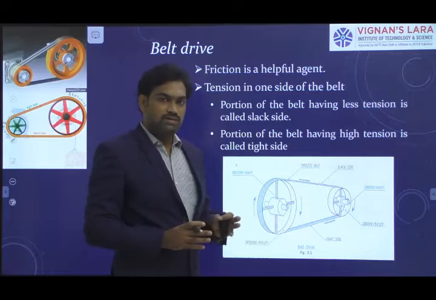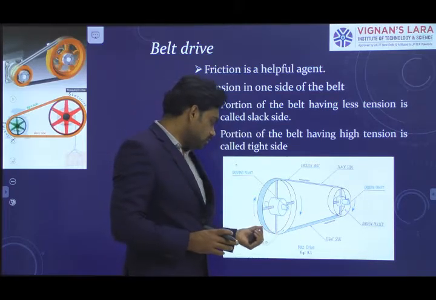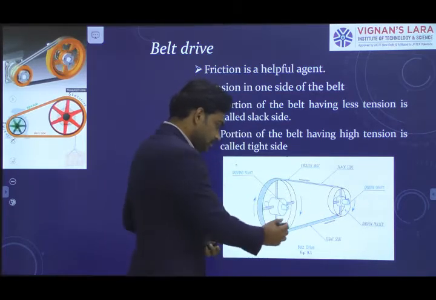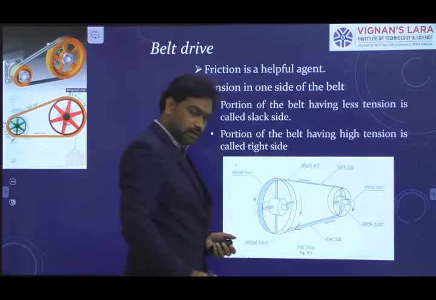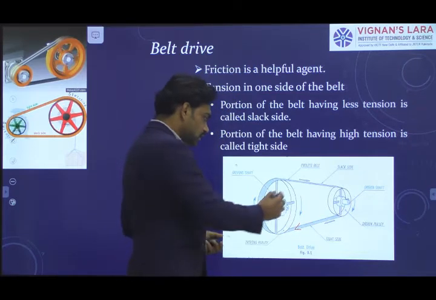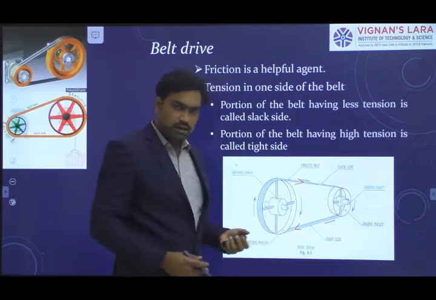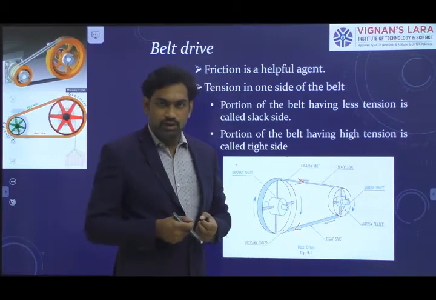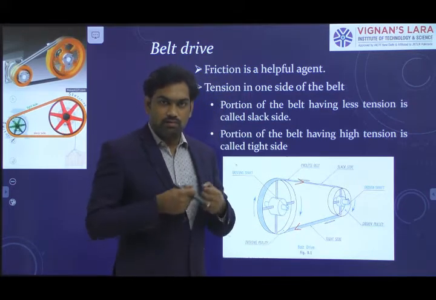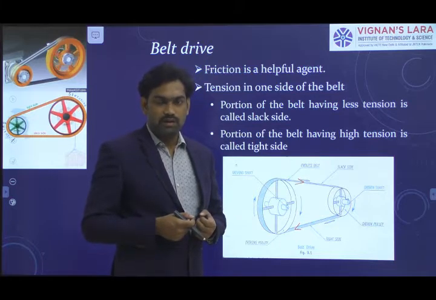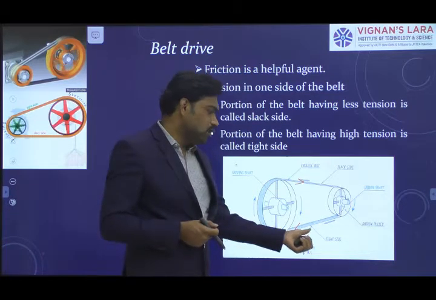Clear? The belt is moving from the bottom side to the top side, that is, we pull the belt from the bottom side and it leaves upon the top side. Whenever we pull the belt, a force acts on it, so that the greater tension will be available on the pull side.